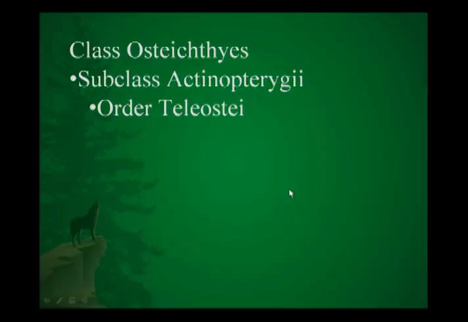Now, the fishes in the Yellowstone ecosystem belong to a subclass known as the Actinopterygii. What that's telling us is that they are the ray-finned fishes. And so they have bony rays that extend into the fins, as opposed to fleshy lobes. And then within that subclass, the order Teleostei. And the Teleostei is the most successful group of fishes, the most advanced group of fishes.